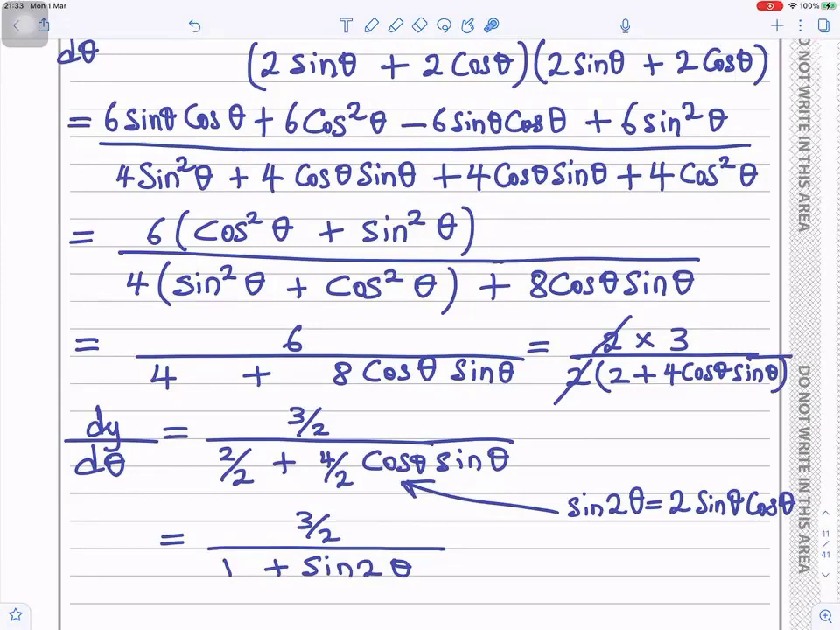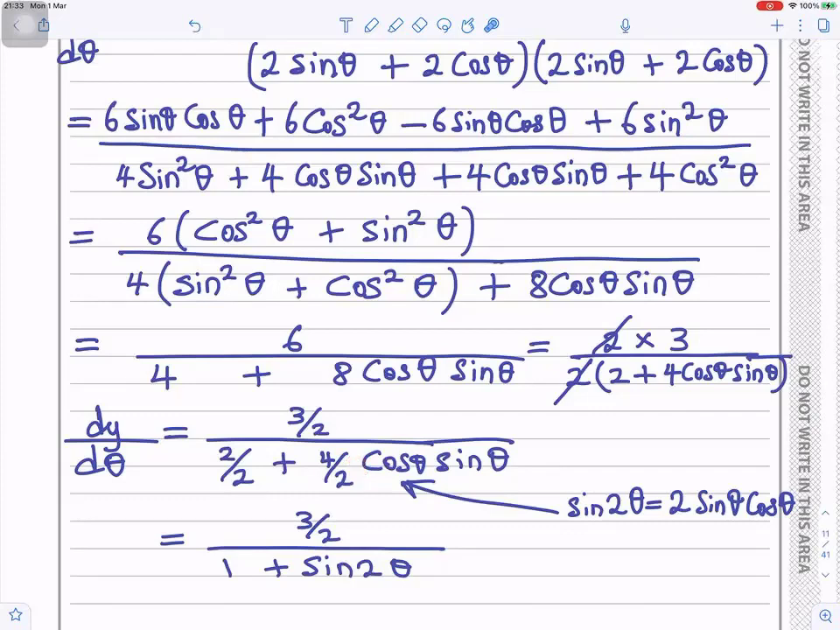Now, there's a technique where you divide each of them by 2. So dividing all of them by 2, you haven't changed anything. It is a fair method. So you got 3 over 2 at the top. 2 divided by 2 is 1. And this one gives you 2 cos theta sine theta.